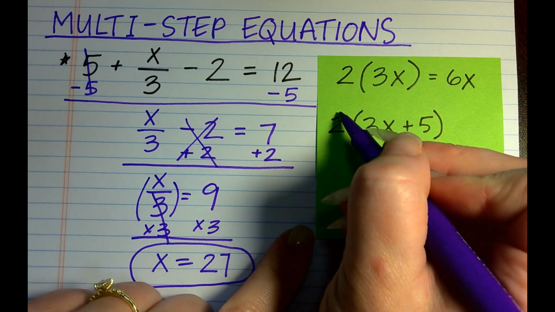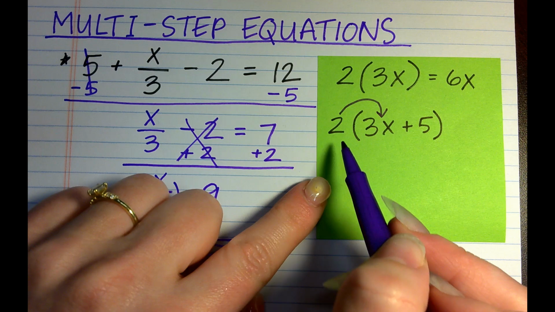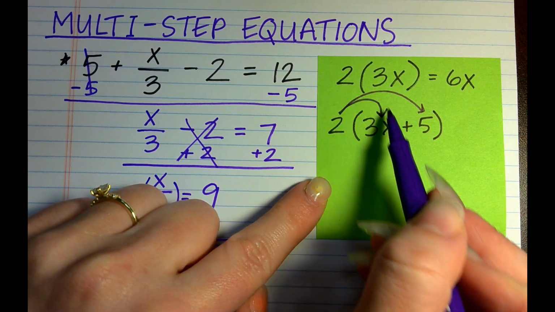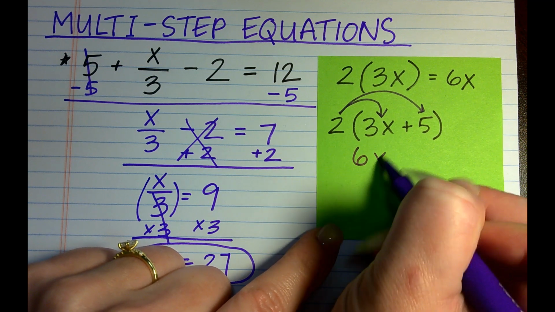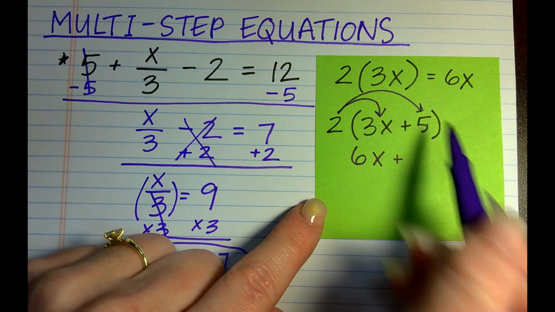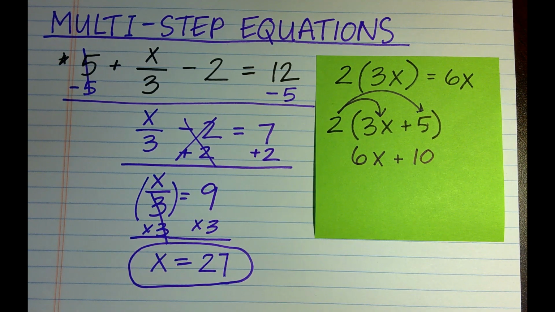So to get around that, we're still going to multiply, but we're going to do both. 2 times 3x is 6x. And then I'll bring down my plus sign. 2 times 5 is 10. Okay. And that's it. That's your answer.